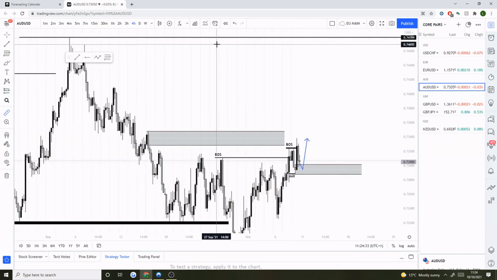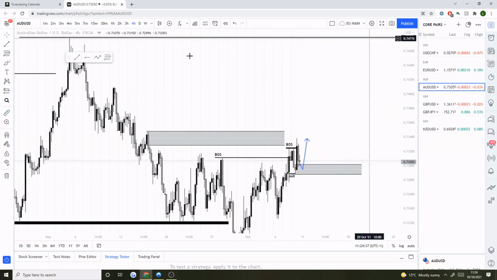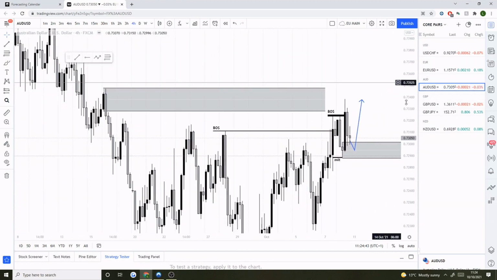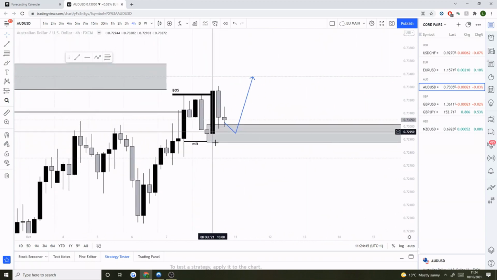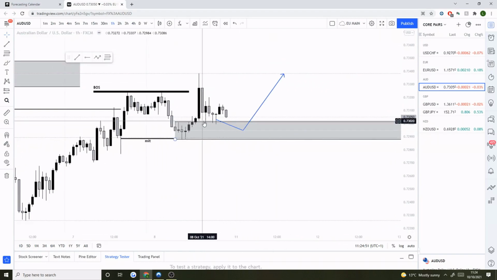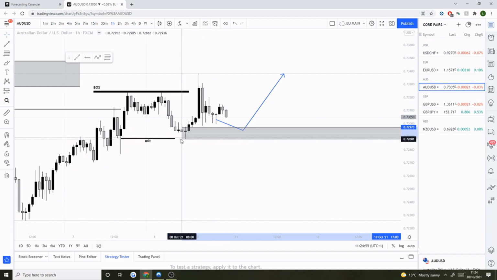I mean, up to the high of the daily range, there's 178 pips. Now, do I think it'll make it all that way? Probably not. But what we've got is an absolutely clear order block here, which caused the most recent break of structure. And if we go on the lower time frames, it's even clearer if we refine it down here.